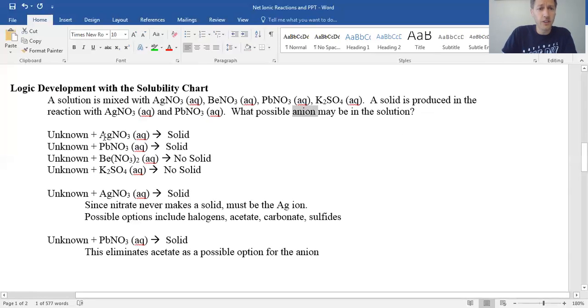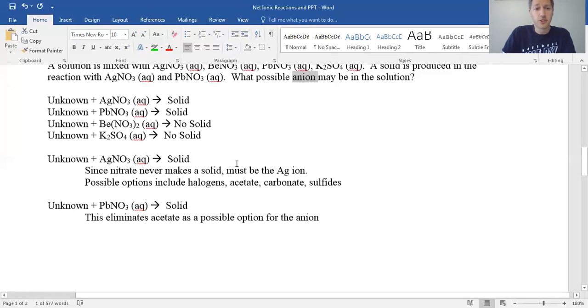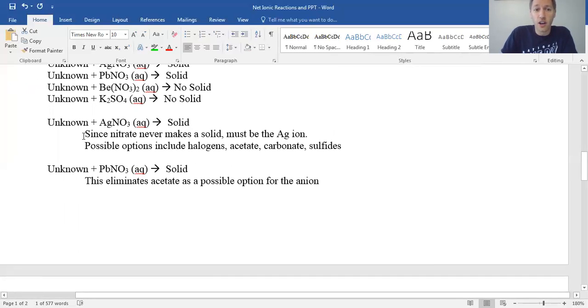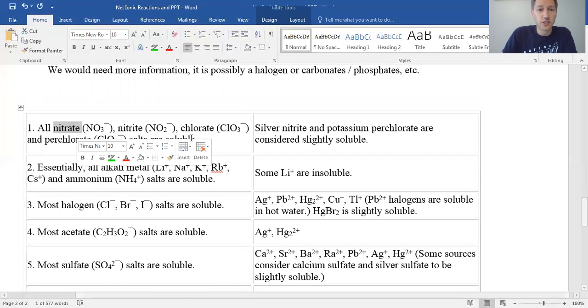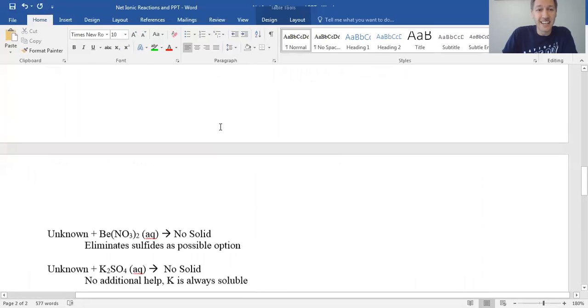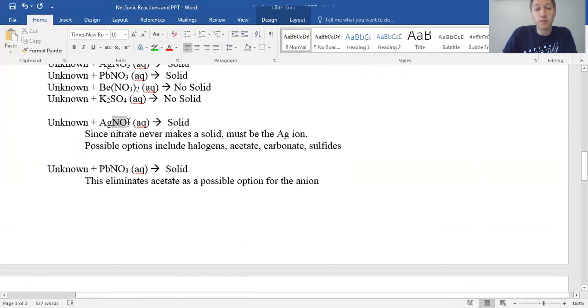So when we take the unknown and mix with AgNO3, we get a solid. Let's think about this. We know that on our solubility chart, nitrate never makes a solid. Again, scroll down here, nitrate. All nitrates are soluble. That means when we mix this together, we can be pretty sure that the nitrate is not the one reacting. It's going to have to be the Ag reacting, making a solid.